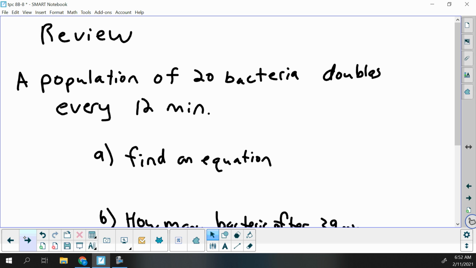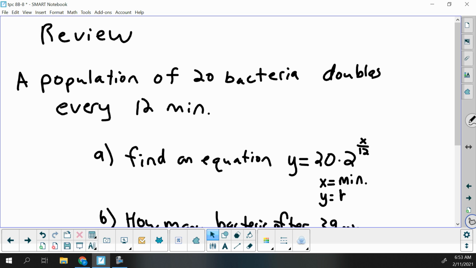So our first question, we've got a population of bacteria. It doubles every 12 minutes. So this goes back to our bacteria growth report that we did. So we'll have for our equation y equals, we started with 20 bacteria, so 20 times, it's doubling, so times 2. And then when you have a minutes equation, if it's doubling every 12 minutes, we're raised to the x over 12. Anytime you write an equation, tell what x and y represent right next to it. X in this case is minutes, y is our bacteria.